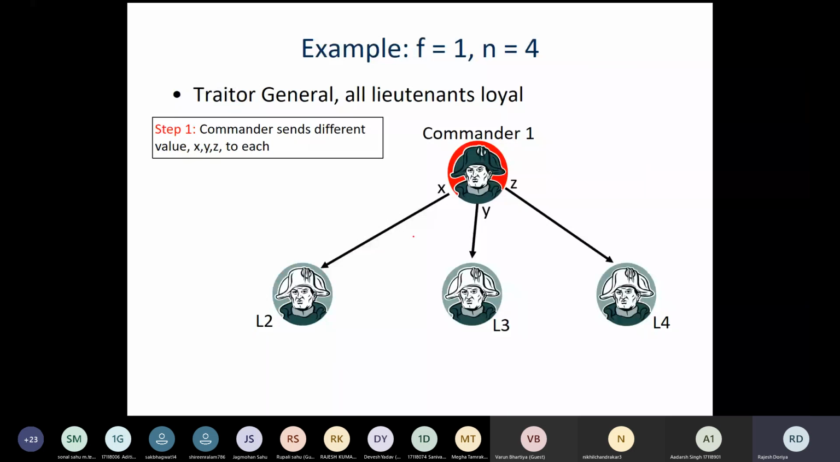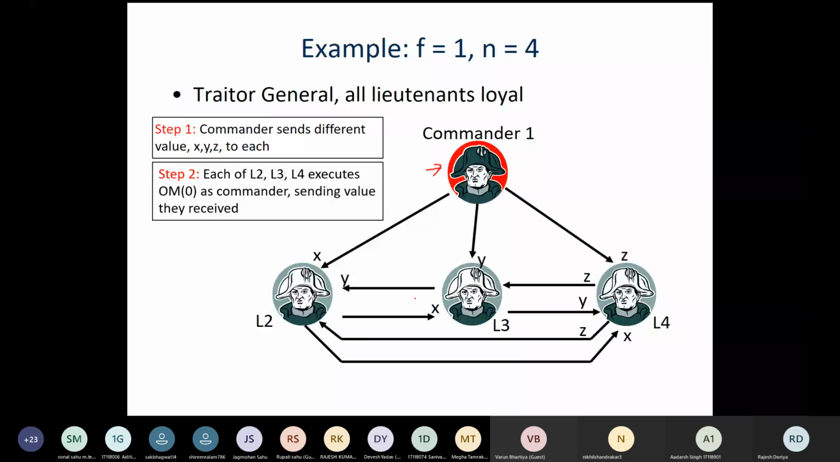And in another scenario where your commanding general is a traitor, it can send different values to all the lieutenants. Let's say X, Y, Z has been sent to the lieutenants L2, L3, and L4, and then they pass these values to the other lieutenants. Since the decide function is in our hand, all the lieutenants will have the values X, Y, Z. So they can go for any function, the minimum, the maximum, the average, or the majority. In each case, they are going to have the consensus at the end.